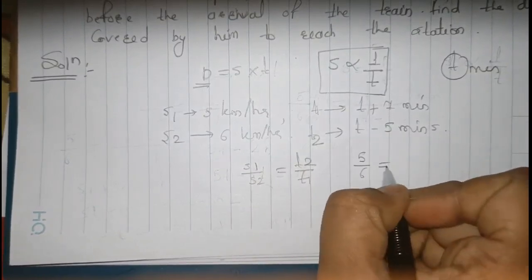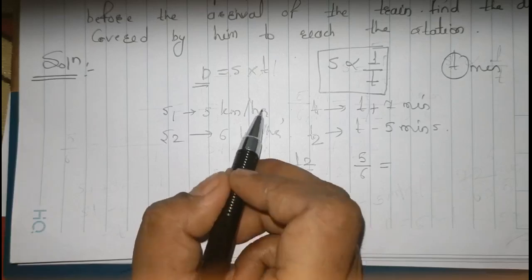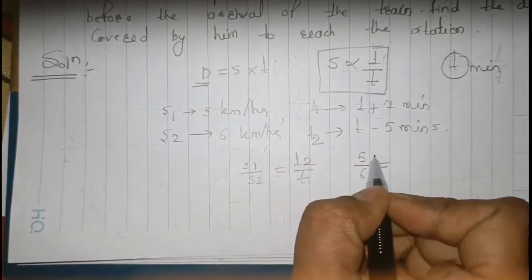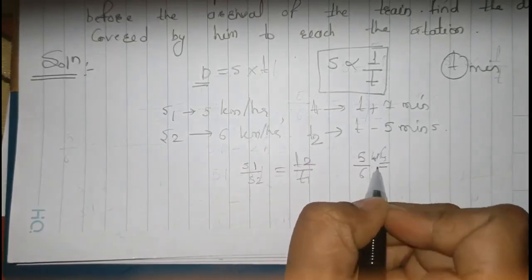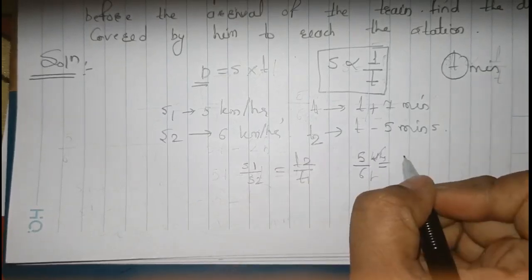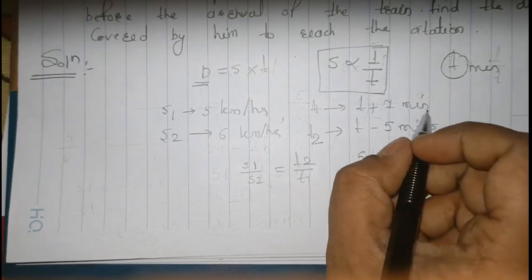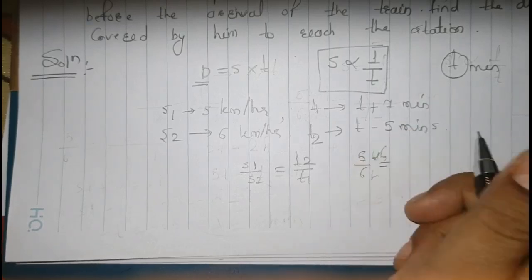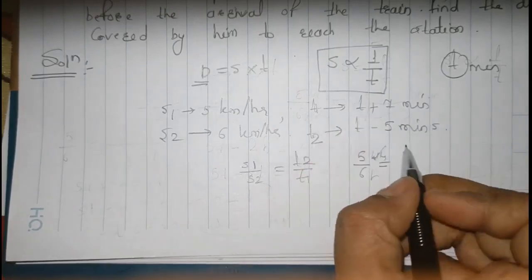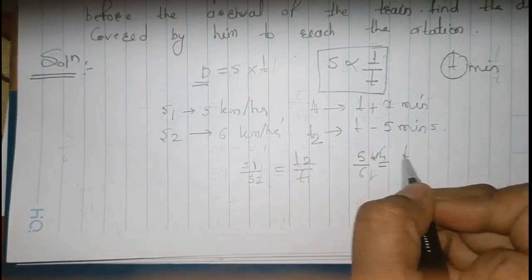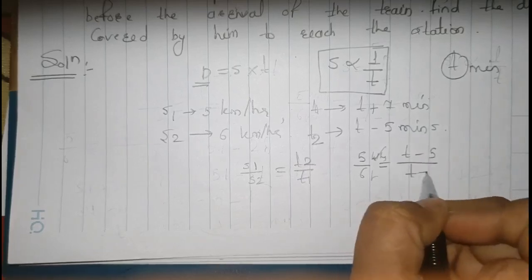So S1 by S2 means 5 by 6 is equal to, and as both of these are in kilometer per hour, it will get cancelled here. Similarly, both of the times are in minutes, therefore the minutes will definitely get cancelled. You can directly use this. So T2, we need T2, so T minus 5 by T plus 7.